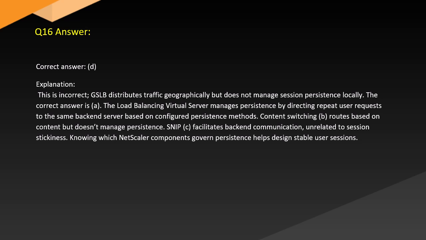Content switching, B, routes based on content but doesn't manage persistence. SNIP, C, facilitates backend communication unrelated to session stickiness. Knowing which NetScaler component can govern persistence helps design stable user sessions.